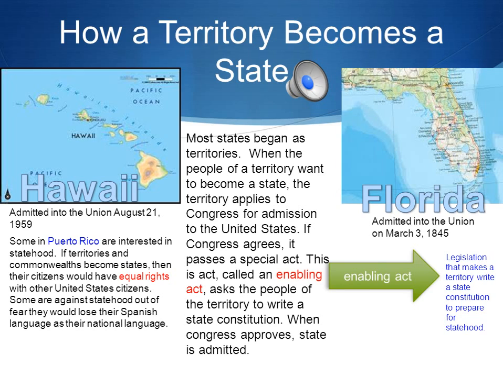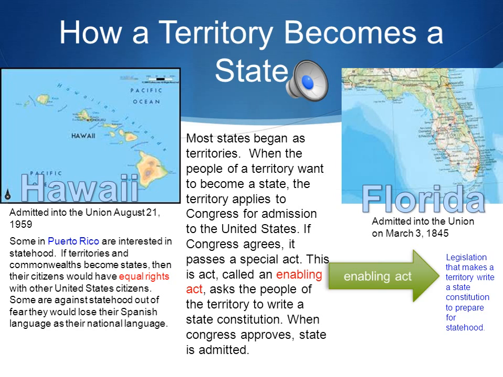So the state has to write a constitution, and remember, the term constitution means: what is the state going to be made up of? What is its ruling body going to be made up of? How is it going to govern its people? When the territory and Congress approve the new state constitution, the state is admitted into the United States.